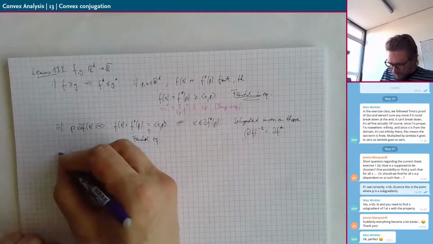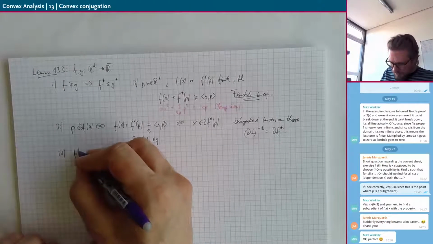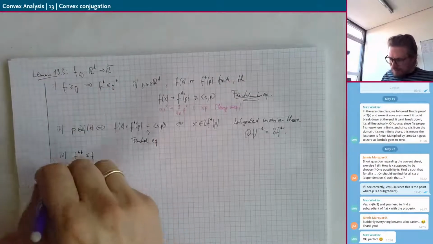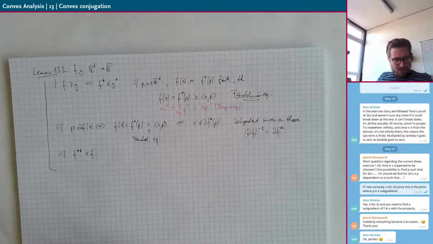And the fourth point is that the biconjugate is always below the function. And this is only an intermediate result. We will show something much better in the following. Okay, let's prove it.